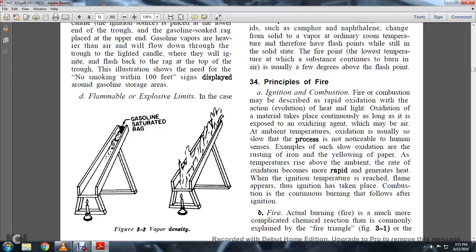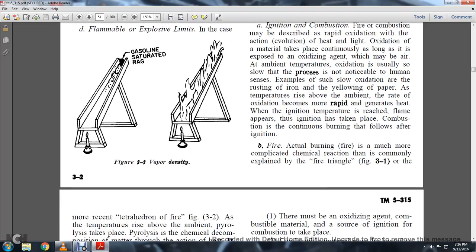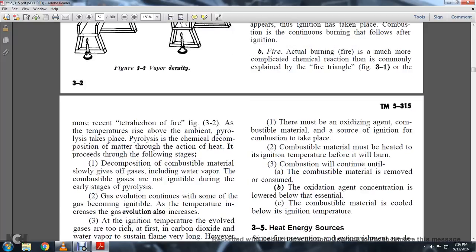When the ignition temperature is reached, the flame appears. Once ignition has taken place, combustion is continuous burning that proceeds without further ignition. After ignition, actual burning fire is much more complicated in its chemical reactions than is commonly explained with the fire triangle in Figure 3.1, or more recently the fire tetrahedron in Figure 3.2.